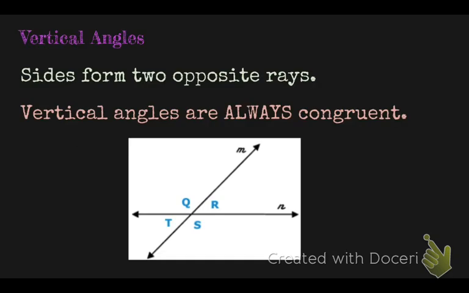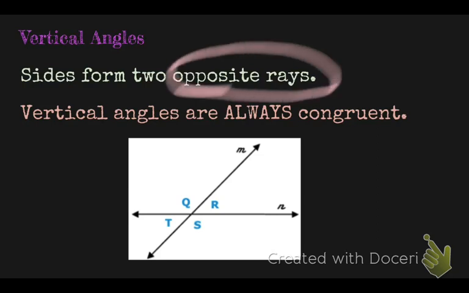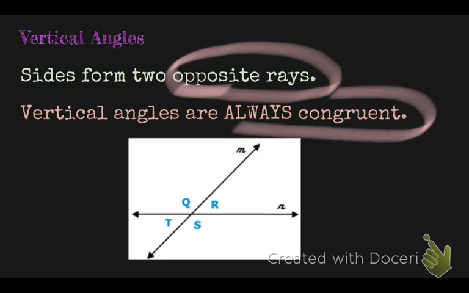Okay, in your note guide, go ahead and find the note space where you need to jot down the definition for vertical angles. And take a moment to jot down the information that's on the slide. So vertical angles happen when you have sides that form two opposite rays. And the other thing I need you to jot down is that vertical angles are always congruent. So go ahead and press pause on this slide until you have these important pieces of information jotted down in your note guide.